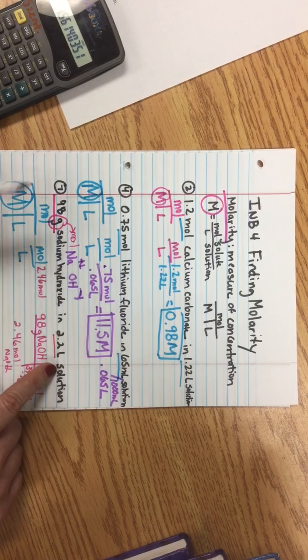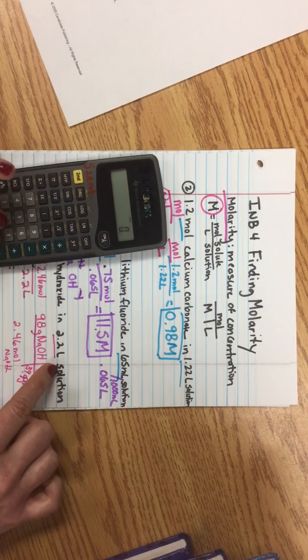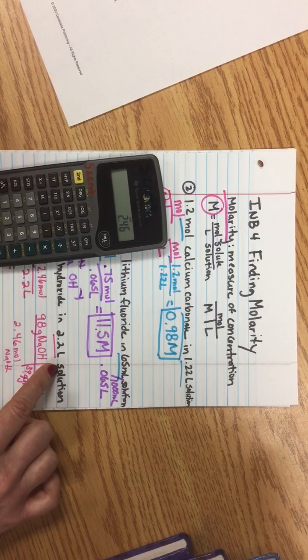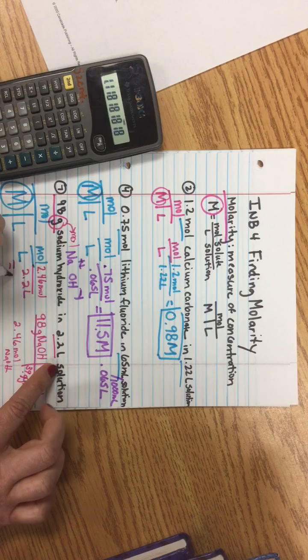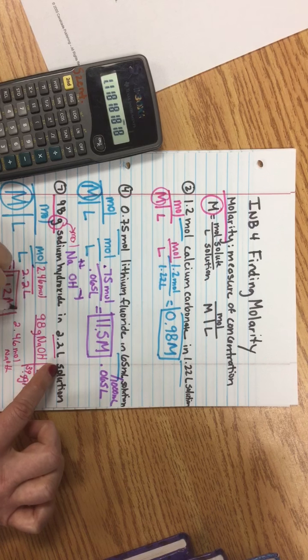So now I'm able to put 2.46 up here with moles. And then I have 2.2 liters. I don't have to do any conversion for that. Divided by 2.2 liters. So I type that into my calculator. 2.46 divided by 2.2 gives me 1.12 capital M for molarity.